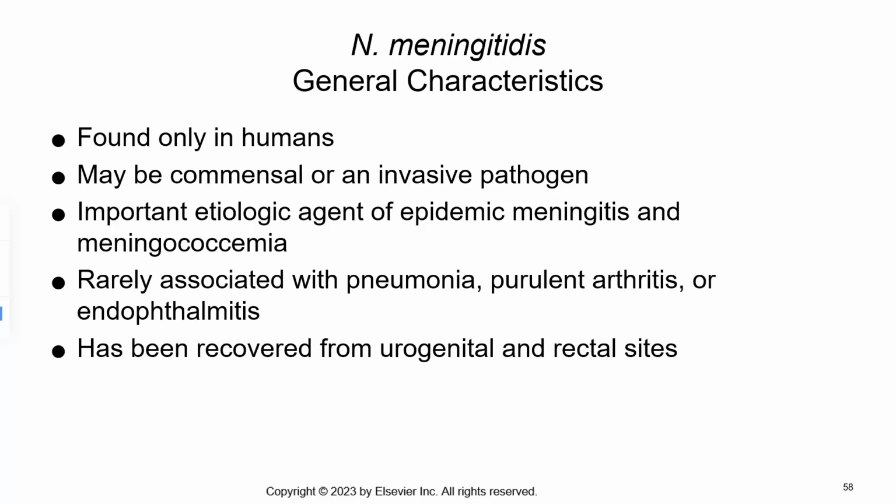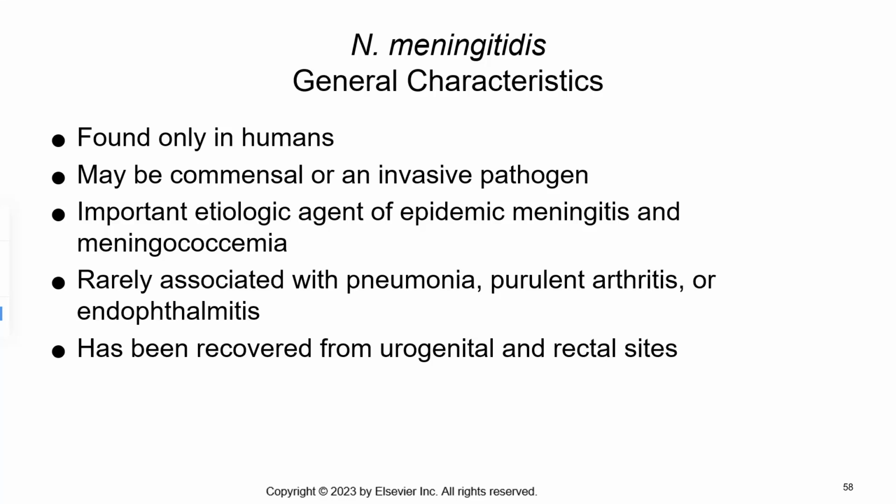So switching gears to N. meningitidis. We just covered gonorrhea. Now we're going to talk about the meningococcus that causes meningitis. This is found only in humans, and it may be a commensal or an invasive pathogen. It's an important etiological agent of epidemic meningitis and meningococcemia, rarely associated with pneumonia, purulent arthritis, or endophthalmitis.